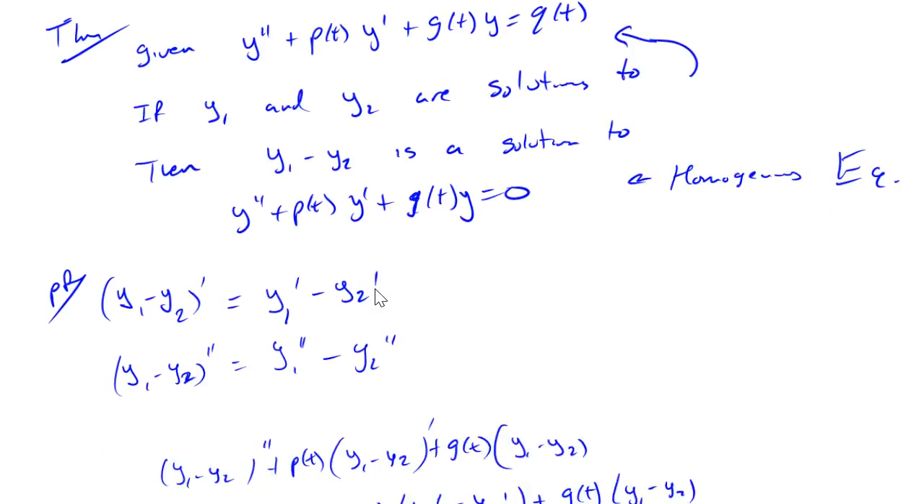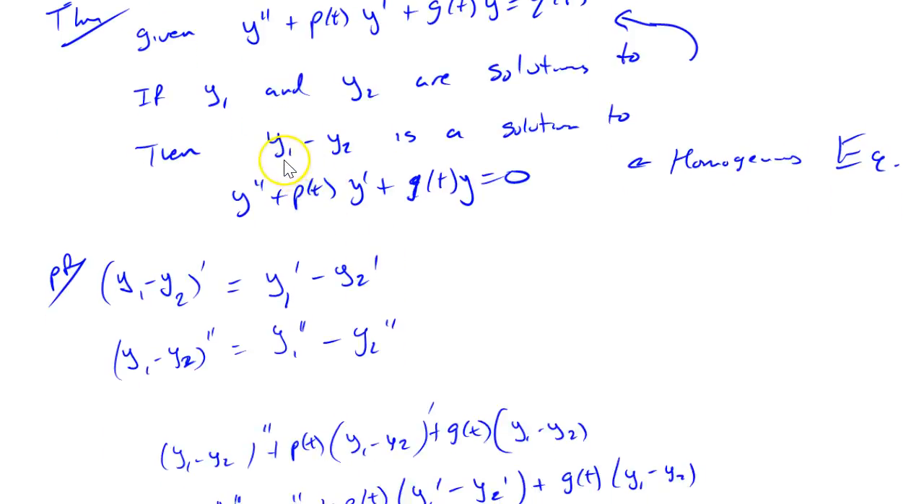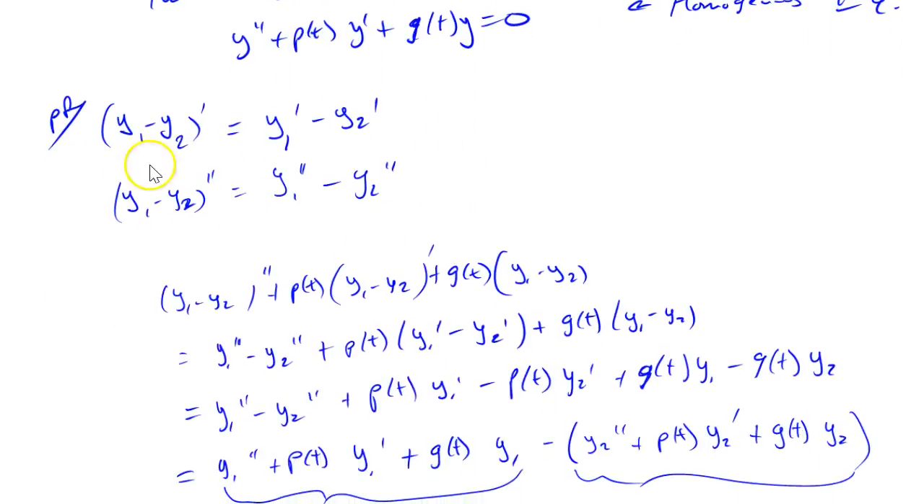To prove that, what we do is we say, well, if I want to show that y1 minus y2 is a solution to this equation, I'm going to plug it into the left-hand side and see if I can get it to equal 0 to show that, yes, it does satisfy this equation, so it is a solution. So if I'm going to plug y1 minus y2 into this, I'm going to need to know what the derivative of it is and the second derivative of it is. So here we go. The derivative of y1 minus y2 is, the derivative is a linear operator, so it's the derivative of y1 minus the derivative of y2. And likewise, the second derivative works that way.